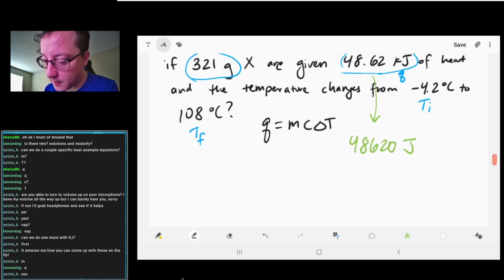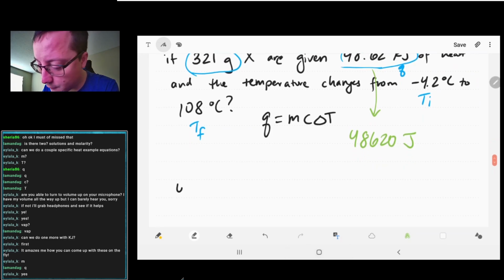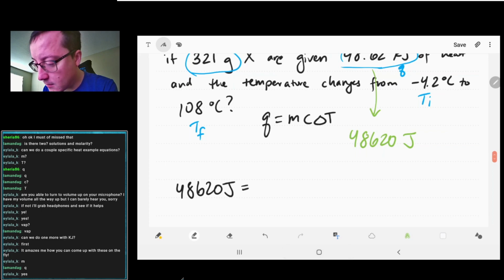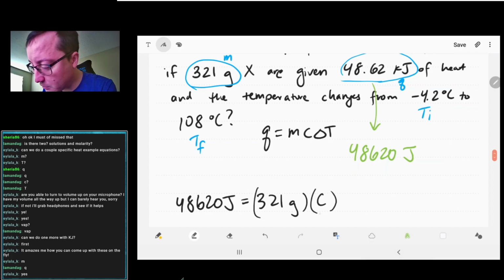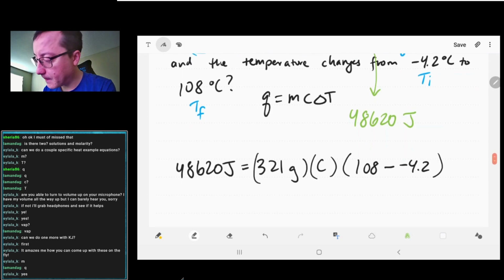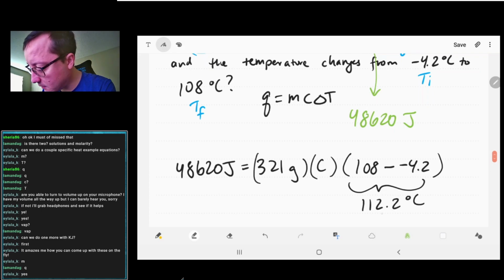Okay, so Q, here it is: 48620 J equals m, 321, times C, which we don't have, times 108 minus negative 4.2. Doing this, that is 112.2 degrees Celsius.